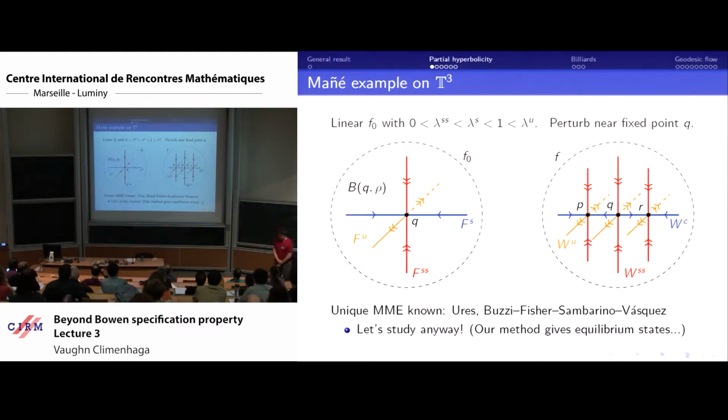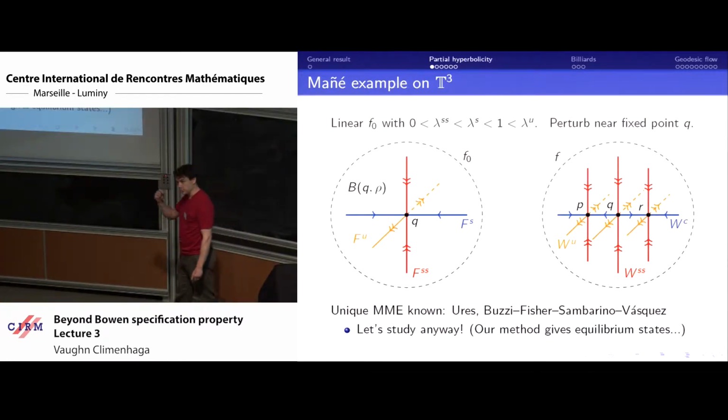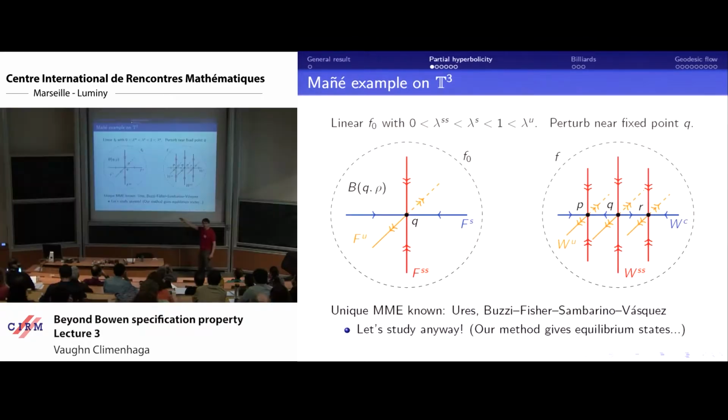So the first one to discuss is motivated by this Mañé example on the 3 torus. You start with a hyperbolic toral automorphism F0. This is linear, it has 3 real eigenvalues, all of them positive, 2 of them smaller than 1, 1 of them larger than 1. And so of course you have this kind of picture. And near some fixed point, Q, you take a ball, and inside that ball you make a perturbation. The perturbation is done along the center, along the stable direction, so the weak stable direction. And it's a pitchfork bifurcation so that now the index of Q changes.